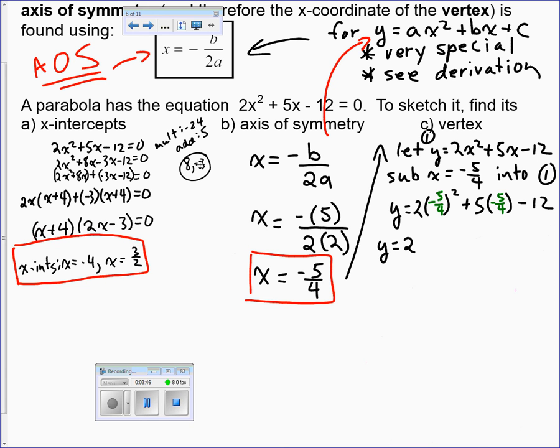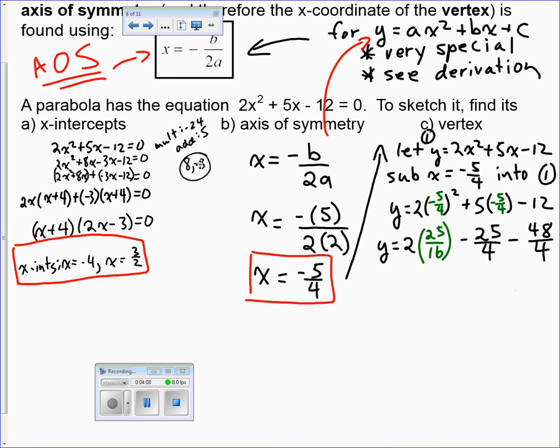So we're going to get 2 times negative 5 over 4 squared. So you have to think about applying the negative 5 and squaring it. What do you get? You get 25. And then you square the bottom as well, you get 16. So we end up with 25 over 16 times 2. And then we have plus the rest of this.